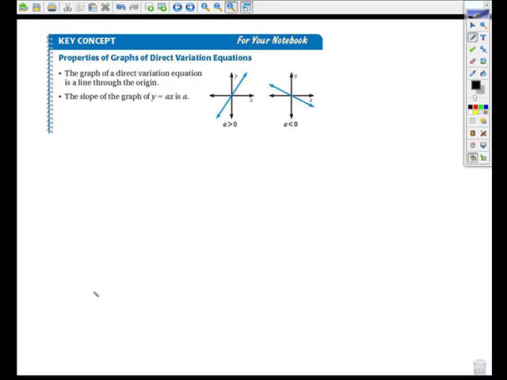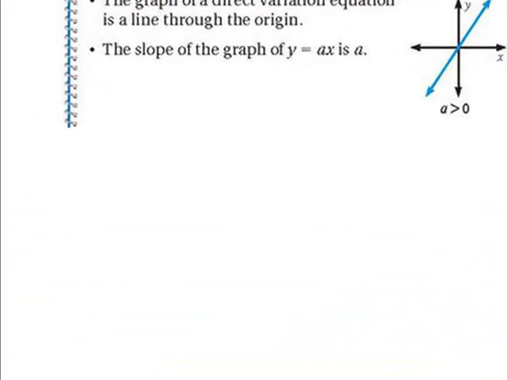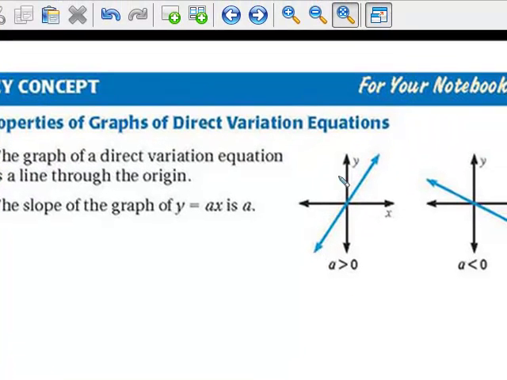Okay, here are the properties. They're just showing you that yes, it always goes to the origin, and yes, the slope is the a value, which I already showed you. And here they're just showing you, oh, if a is positive, you're going to have a positive slope, a positive line. If a is negative, it'll be negative.